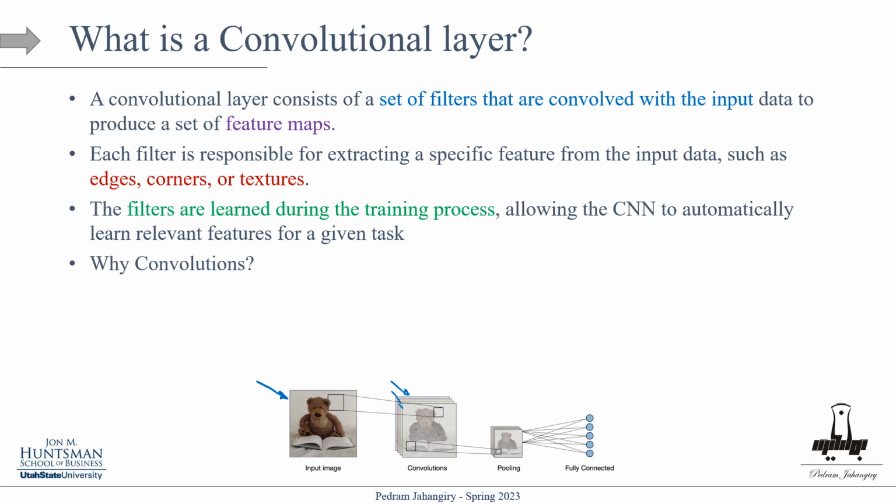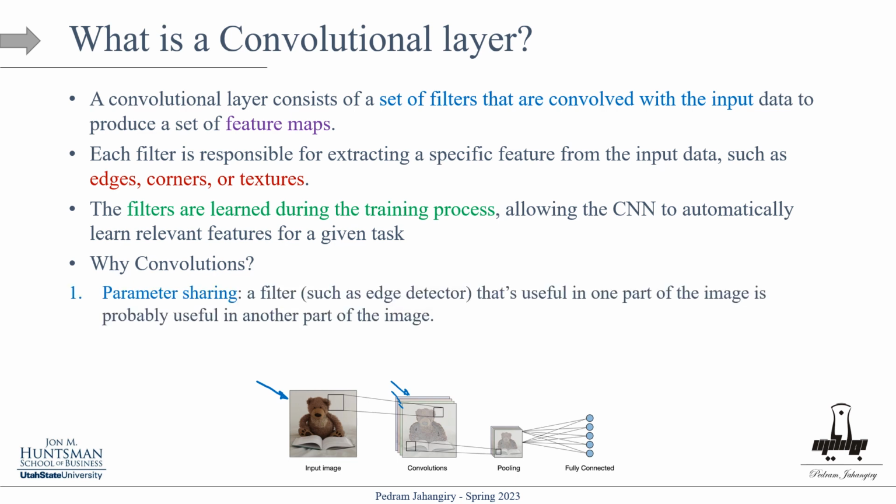Now the question is, why convolution? Why does this operation work, or why is it a better alternative to fully connected layers? There are two main reasons. The first one is parameter sharing.